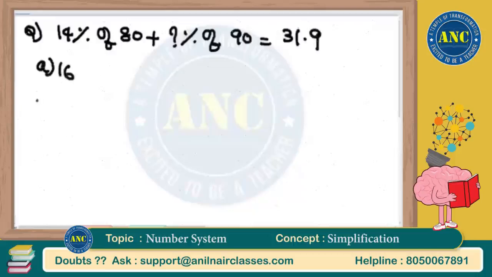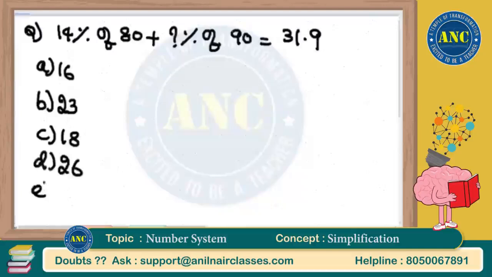Options 16, 23, 18, 26, 22. This is another question sent by a student. He is writing mocks from Bankers Adda. He got this question: 14 percentage of 80 plus a dash percentage of 90 is 13.1. The question is solved in close to 1.5 minutes.